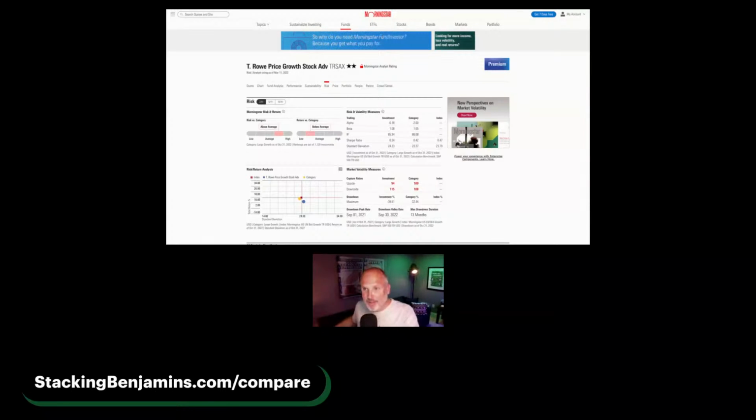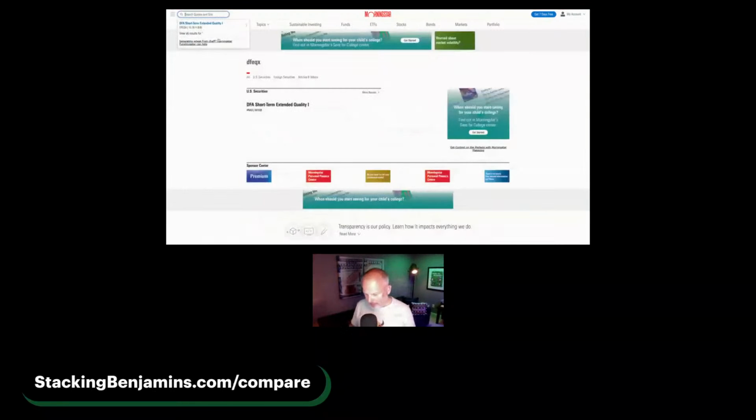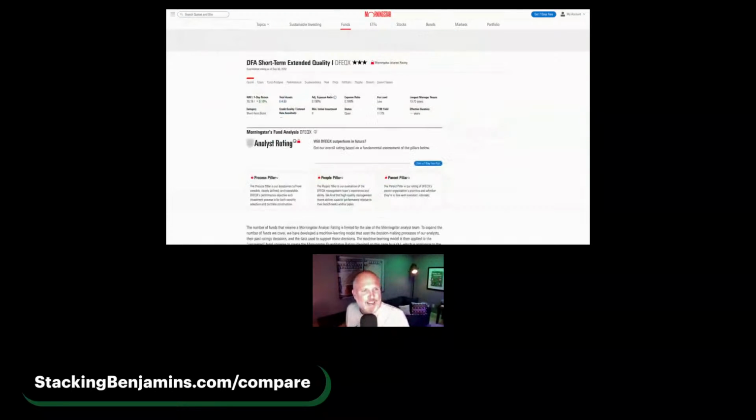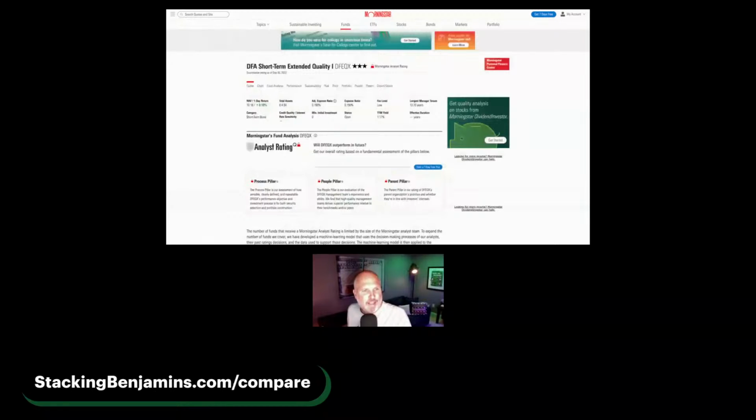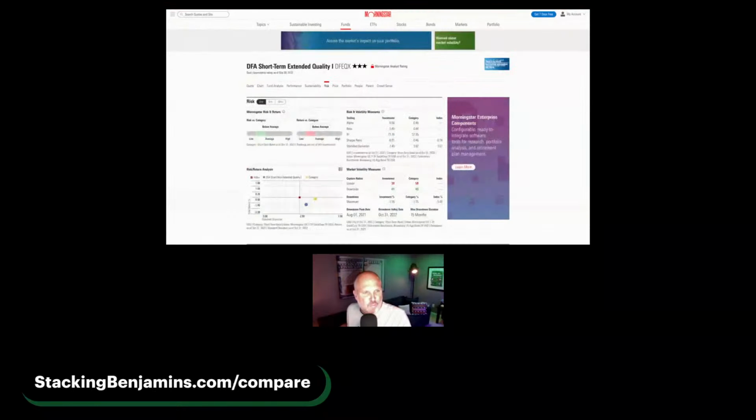Let's run this through one more person's here. Let's look at Eileen's DFUX. This is interesting. So this is a DFA fund. And you will see now what we're looking at with DFA. We're looking at short-term bonds. So short-term bonds, again, Eileen, that risk word we were talking about.